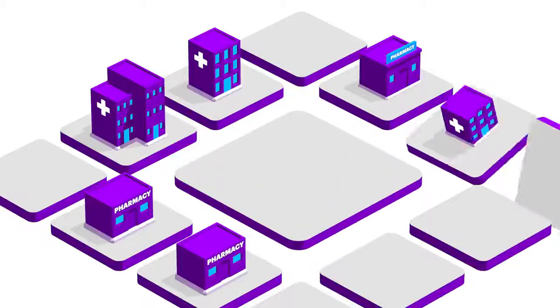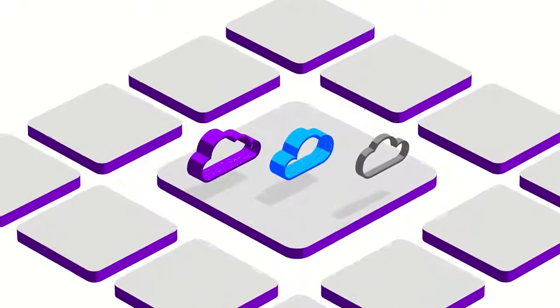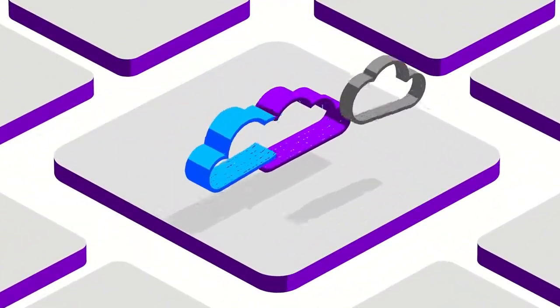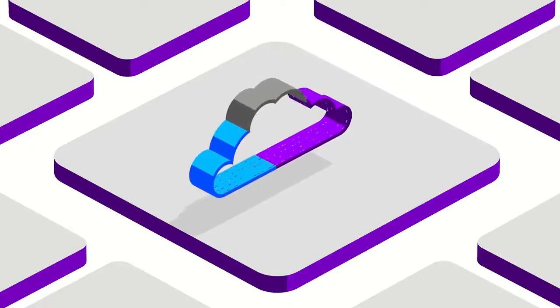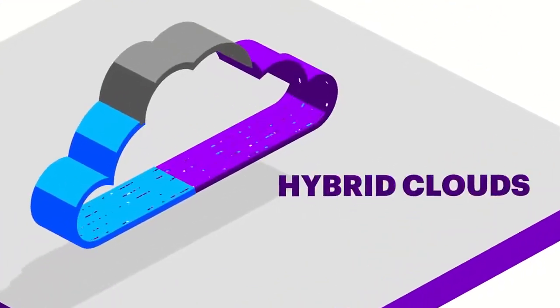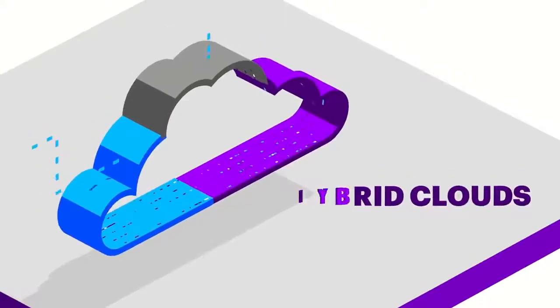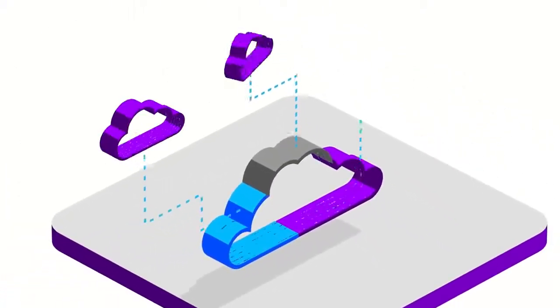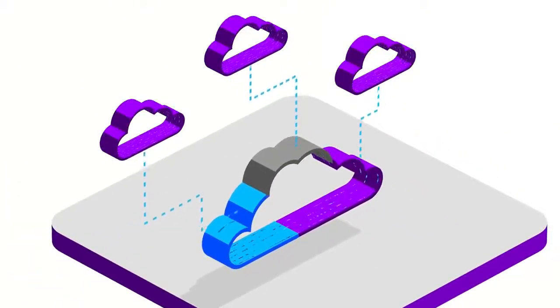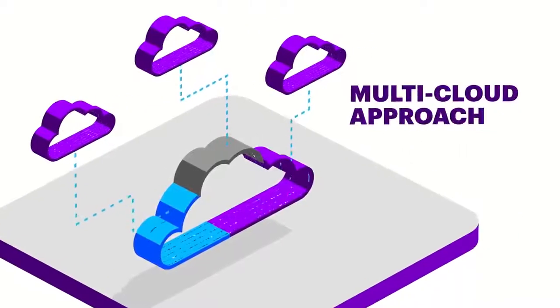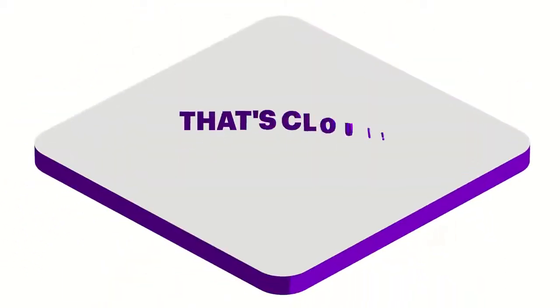Many businesses use a blend of cloud environments to limit their risk and increase their capability. These are known as hybrid clouds. When hybrid cloud users buy services from multiple public cloud providers, they're using a multi-cloud approach that lets them operate in the cloud strategically. That's cloud.